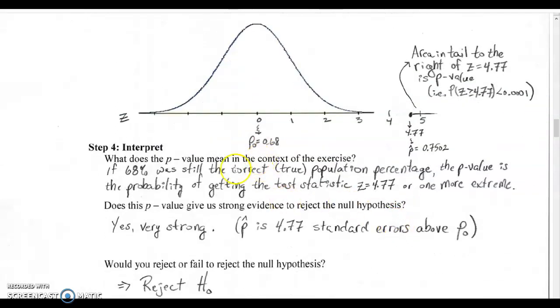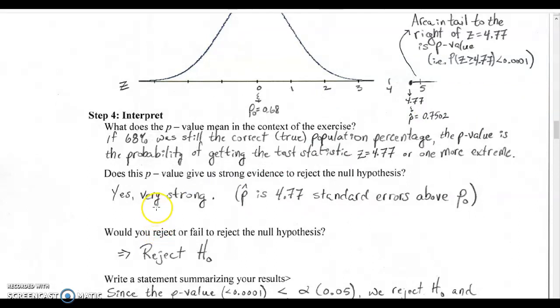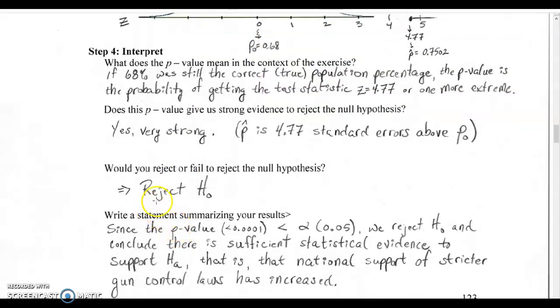So what does that p-value mean? It means that if 68% was still the correct true population percentage, the p-value is the probability of getting that test statistic or one more extreme, the area in the tail beyond it. So is that strong evidence to reject the null? Very strong. P-hat is 4.77 standard errors above p-naught, which we assumed was the middle. Not likely to get a sample out there if that's correct. So really we have enough information to reject that this is correct and that it's something bigger than that, which is supporting our alternative. So we reject this.